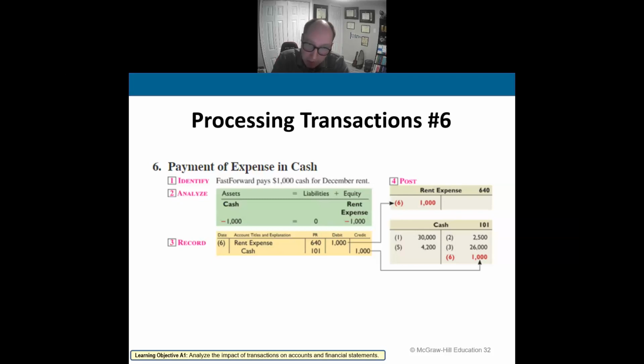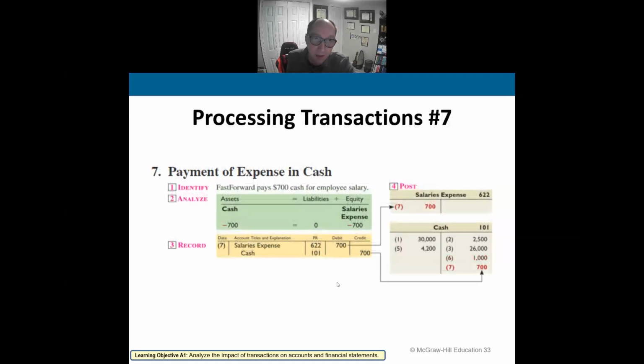The reason why I debit rent expense is because to increase an expense, we debit the expense. Remember, expense is an equity account, but if we expand the accounting equation, we debit the expense accounts to increase them, right? We credit the revenue accounts to increase them. That's why it shows as a debit. Debit rent expense, credit cash, to reduce my cash. Post it to the general ledger accounts.